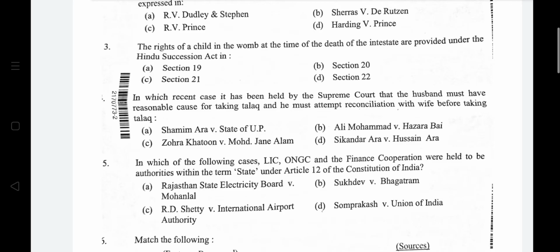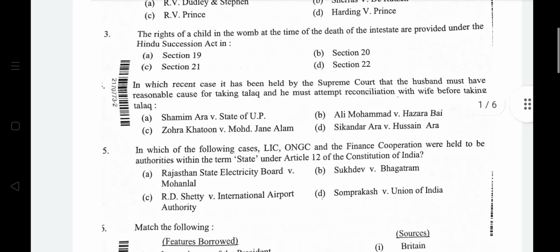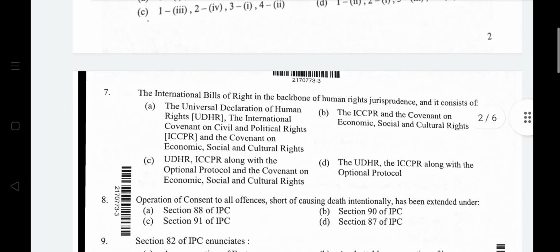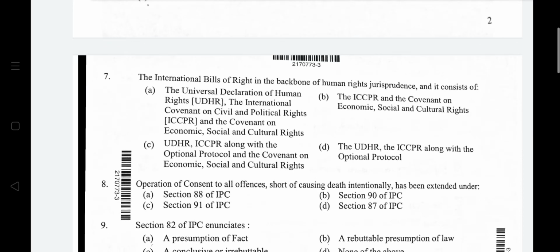Question number 7. The International Bill of Rights is the backbone of human rights jurisprudence, and it consists of option A, the Universal Declaration of Human Rights, the International Covenant on Civil and Political Rights ICCPR, and the Covenant on Economic, Social and Cultural Rights. B, the ICCPR and the Covenant on Economic, Social and Cultural Rights. C, UDHR, ICCPR along with optional protocol and the Covenant on Economic, Social and Cultural Rights. D, the UDHR, the ICCPR along with the optional protocol. Answer is C, UDHR, ICCPR along with the optional protocol and the Covenant on Economic, Social and Cultural Rights.